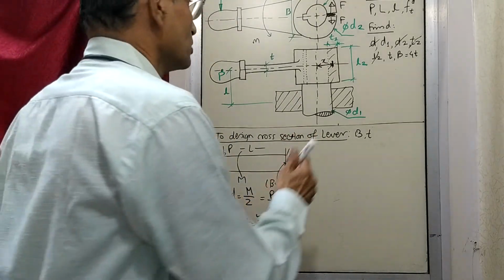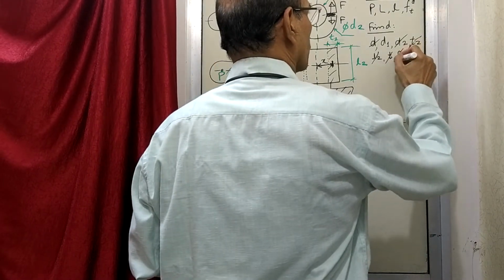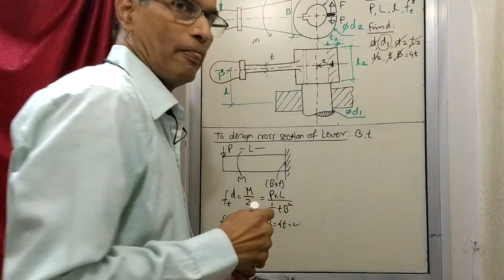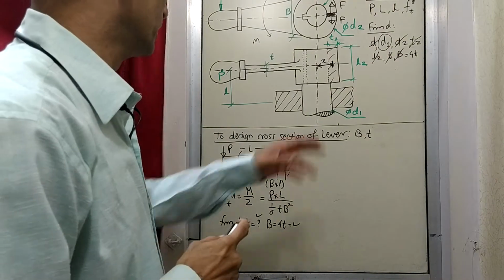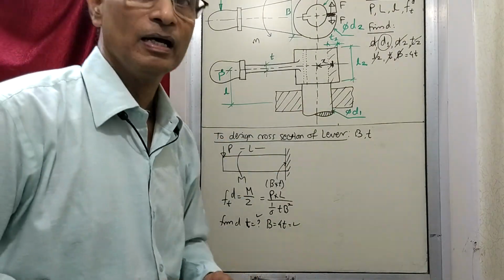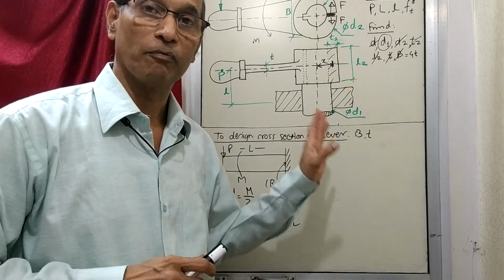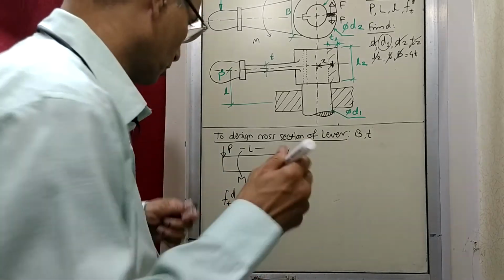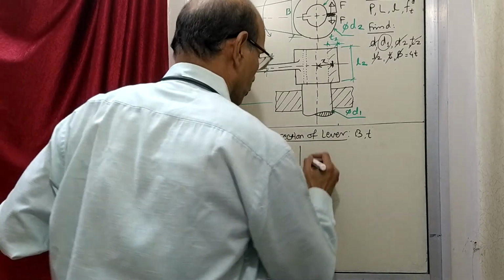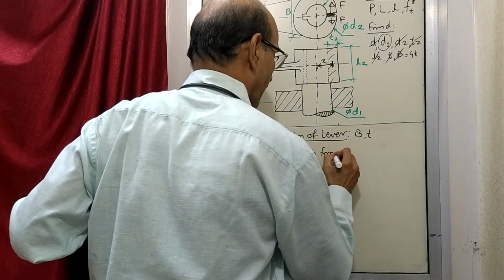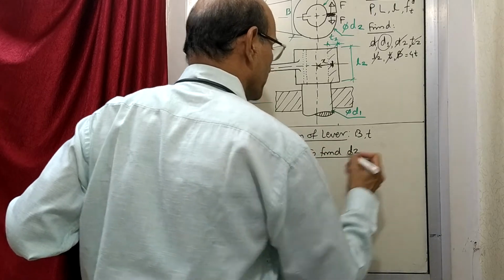Okay, so at this stage we have found out T and B also. So now what is remaining is D1. That means the diameter, this one, how to find out that. And here now when we go further, you will find we are doing something which is new. Right here, to find diameter D2 of a shaft.